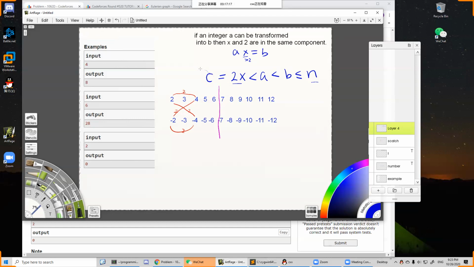So we can be sure we can find a 2 here to make c be transformed into x, which means c and x are in the same component. And also 2 and x are in the same component, right? We already proved this before. So these three are all in the same component. So this statement is proved, right? So with that being said, we only need to find all of those bridges and find all of the scores of those bridges and add them together, and we can get the final score, right? So now we need to find all of the bridges.